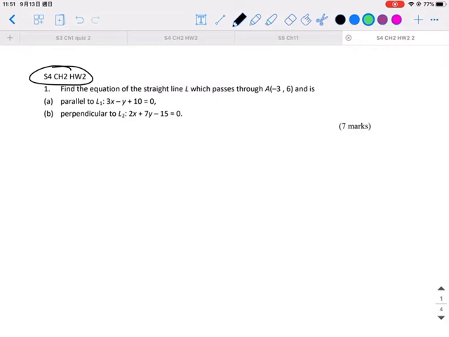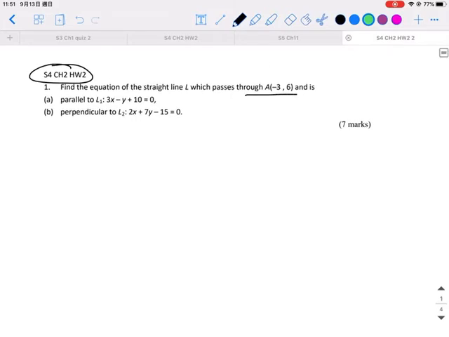This is about the equation of a straight line. So the first one: find the equation of the straight line which passes through (-3, 6). That means this is a fixed point, right? So what we're missing is the slope.